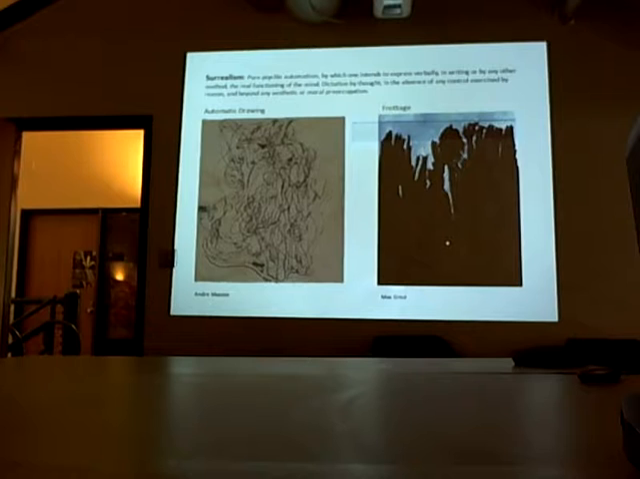Here's another definition: pure psychic automatism. It can be expressed verbally or through other methods such as writing, painting, or sculpture, but the surrealists call it the surrealist object. So it's more of assemblages. And here are some examples of surrealist work.